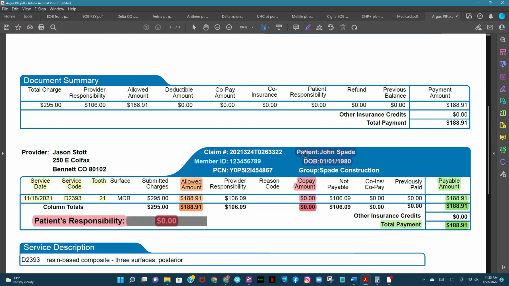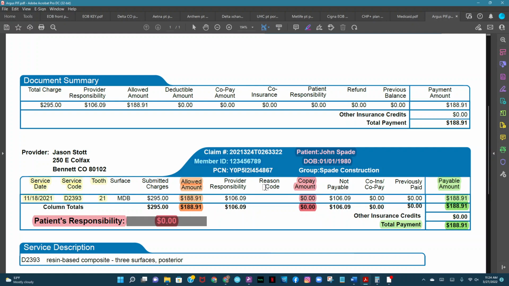Okay, as you can see down here, I've highlighted the patient name of John. There is no subscriber name on here, but we do have the member ID over here, date of birth underneath the name. We have the date of service or service date of 11/18, the code over here. So looks like we had a filling done. Payment amount or what insurance has paid. We always again want to look at the totals. So we have 188.91. Patient responsibility over here of 0. As you can see here, there is a copay amount of 0 over here. Just wanted to show you there that there is nothing. Patient doesn't owe any deductibles or anything.